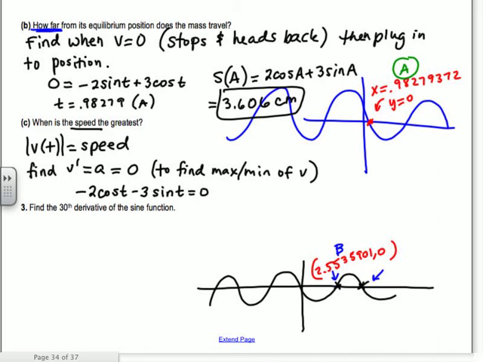So think about velocity. If I had the velocity function, I'm trying to find a max or min. The slope of that is 0 there. So the slope of velocity is acceleration. So we're finding when the acceleration is equal to 0. So this graph that I have is acceleration.